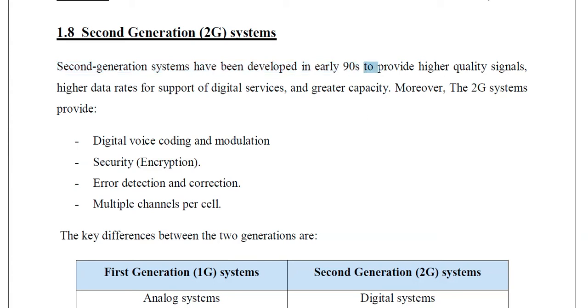Why? To provide higher quality signals, higher data rates, for support of digital services, and greater capacity. Moreover, the 2G systems provide digital voice coding and modulation, security, error detection and correction, multiple channels per cell.